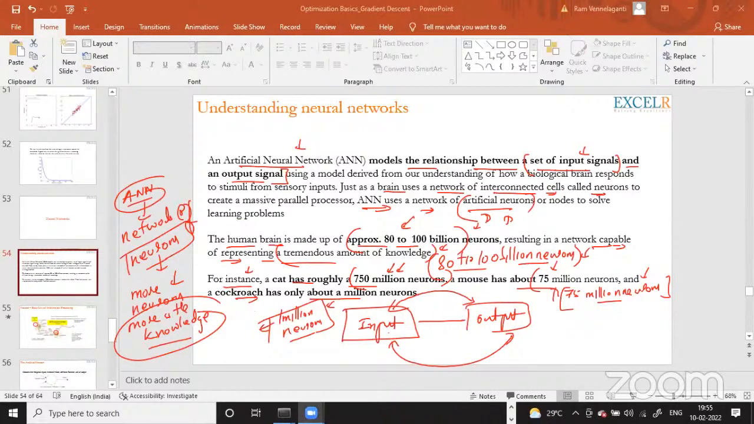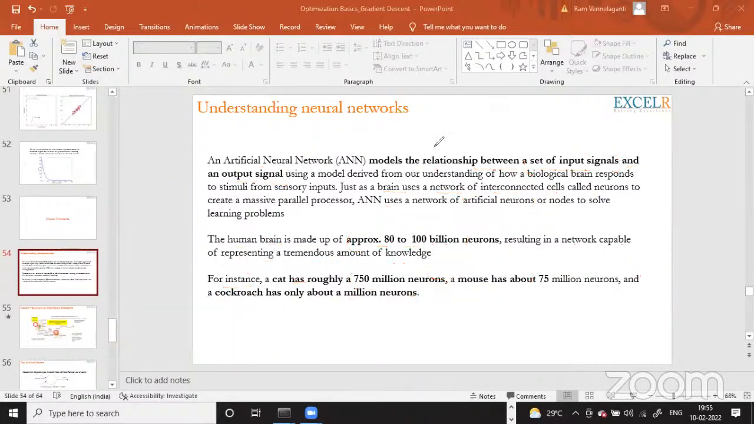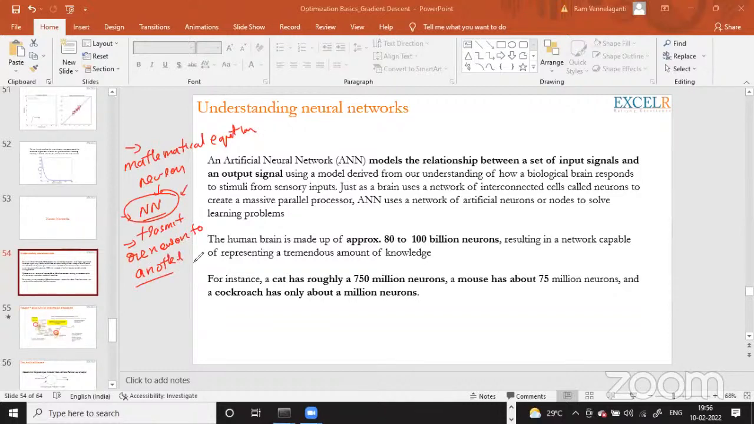So going forward, we are going to work on these concepts. We are going to discuss how we can establish a mathematical equation for our neuron, how we can build a neural network with the help of neurons, and how we can transmit information from one neuron to another. All these concepts we'll be discussing as we proceed forward.